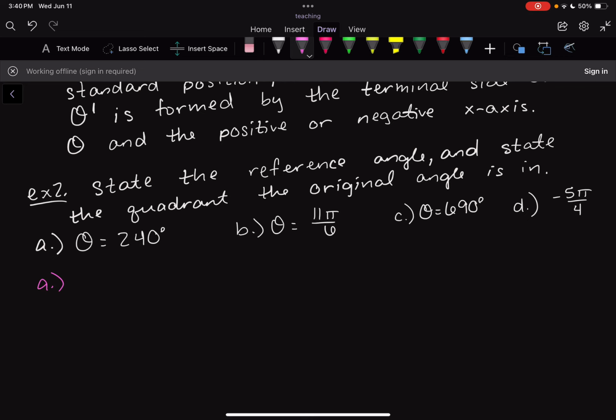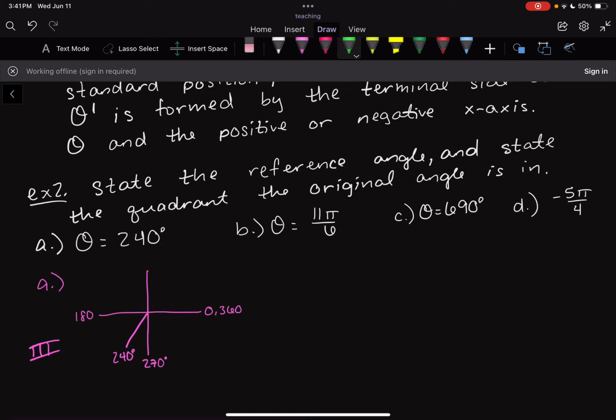So for part A, I'm doing 240 degrees. So this would be 180. This would be 0 or 360. So 240 would be in, you want to think about the quadrant. It comes after 180. It's not quite as big as 270. So it's going to be in quadrant 3. So I know that it's in quadrant 3.